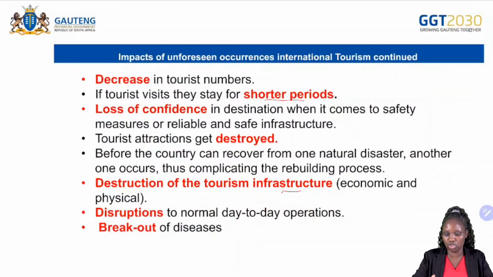And then disruptions to normal day-to-day operations. There will be a lot of disruption to normal day-to-day operations. Then breakout of diseases. When we are looking at breakout of diseases, for example, a country that is experiencing war, there will be a breakout of diseases. For example, now we are looking at the Israel and Gaza war. The children are becoming malnourished in Gaza. Why?